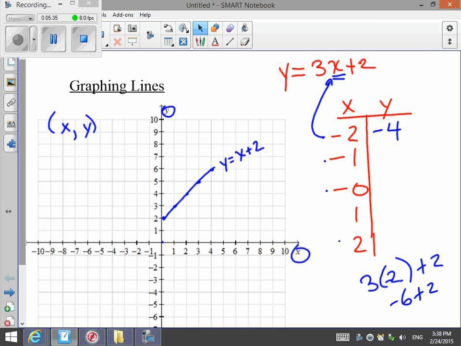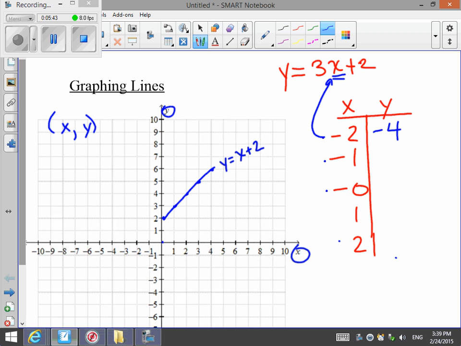You do not have to show your work. This is mental math, or use your calculator while you're doing it. You don't have to show all your work. We are just working with this t-chart.